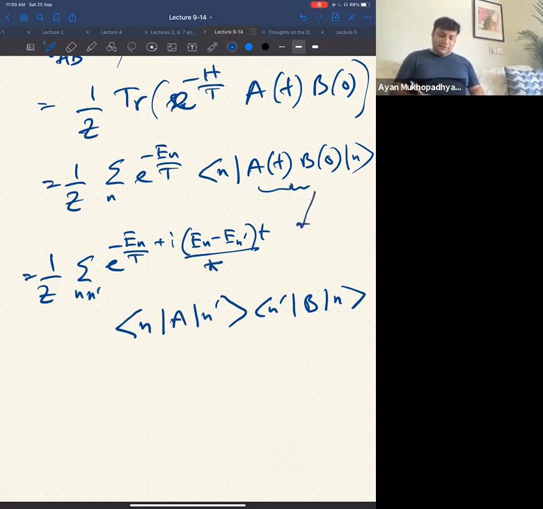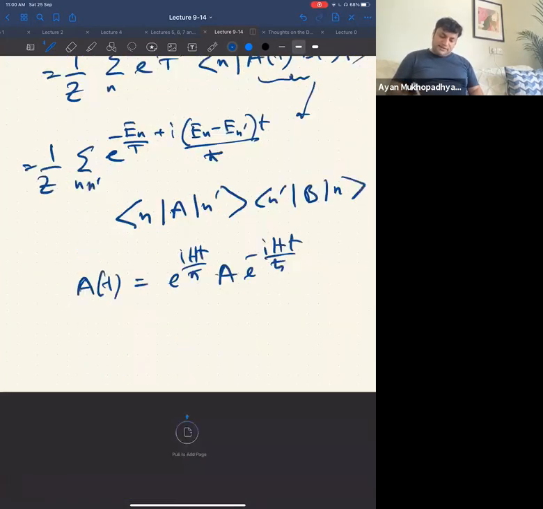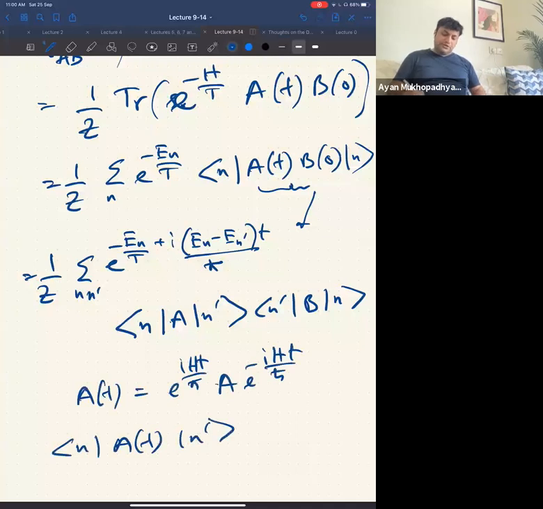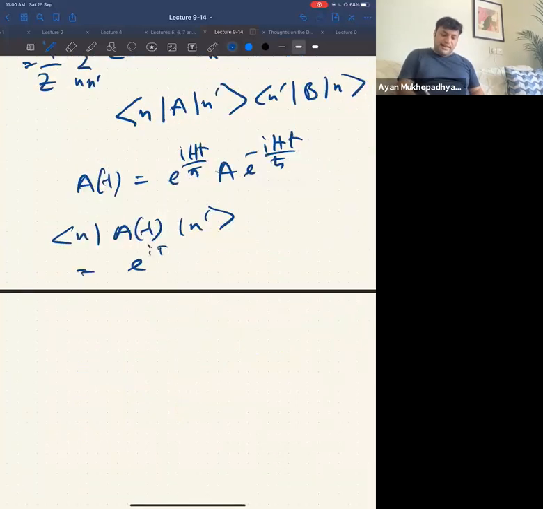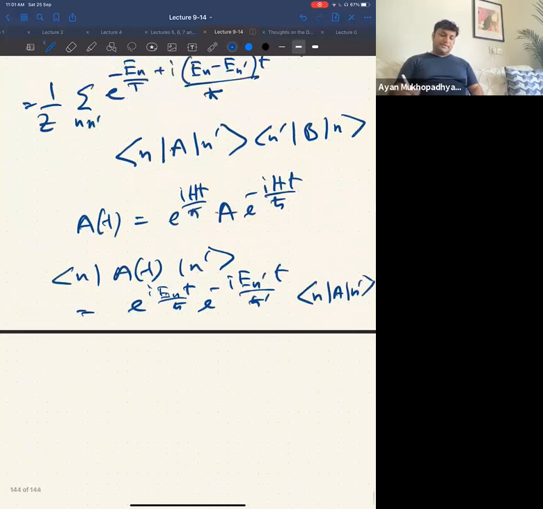Okay, if I want to give you the details, it is as follows: A of t is equal to e to the power i H t over h bar, A, e to the power minus i H t over h bar. I've inserted this complete set of states. So <n|A(t)|n prime> would be equal to e to the power i E_n t over h bar, e to the power minus i E_n prime t over h bar, times <n|A|n prime>. I simply use that here and I got this. Okay.